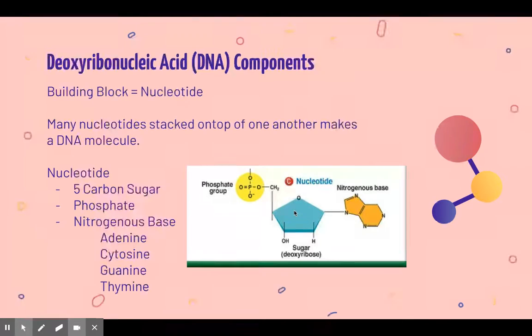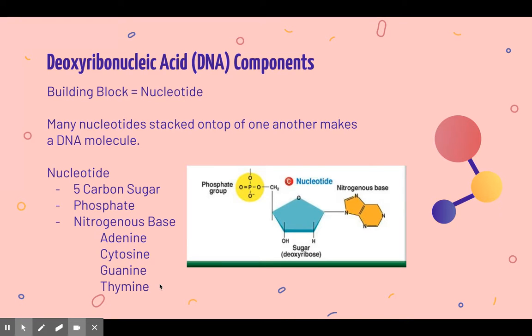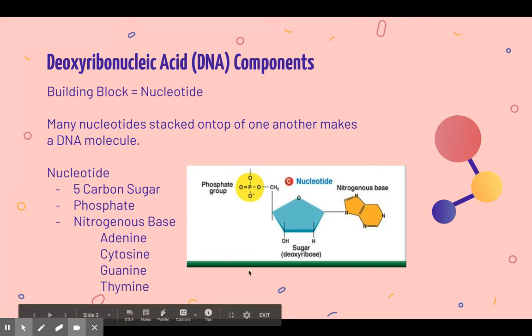And then we have our last component of our nucleotide is what we call nitrogenous base, okay? Now, there are 4 types of nitrogenous bases. You should have this in your notes already, but it is adenine, cytosine, guanine, and thymine. Okay, so we're going to talk about those next. But these 3 components together are a nucleotide.